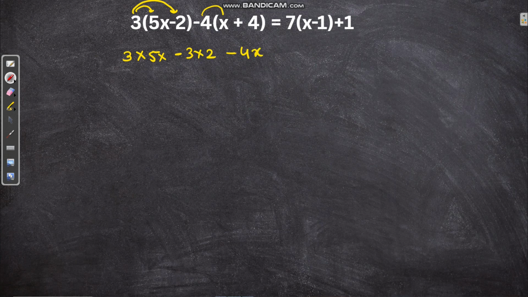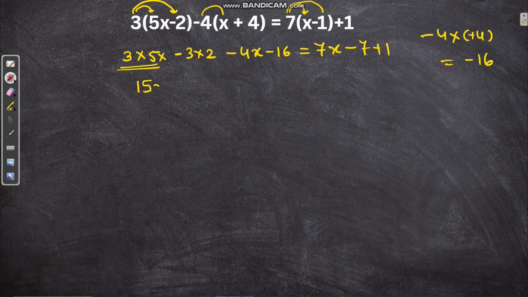Okay. It's plus. So now it is minus 4 into plus 4. It's like this, minus 4 into plus 4. The answer will be minus 16. Okay, minus 16 is equal to, again bracket, outside the bracket we have one number, it will be 7x. 7 into minus 1 is minus 7 plus 1. So here we have 3 into 5x, that is 15x minus 6 minus 4x minus 16 is equal to 7x. Now minus 7 plus 1 is minus 6.